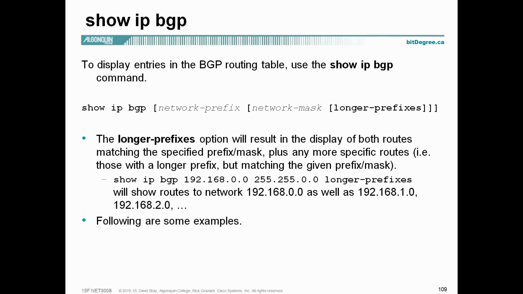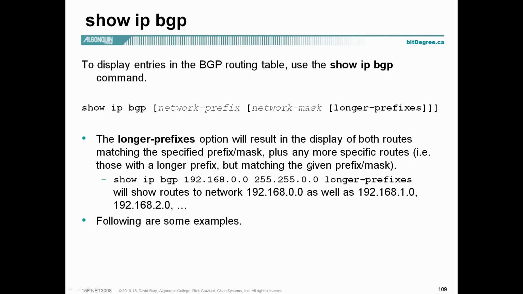This video discusses the show IP BGP command. This command is used to display entries held by BGP in its table. As you can see here, the command is show IP BGP, and some optional parameters include specifying the network prefix you're interested in, specifying the mask if necessary, and you can also give the option longer-prefixes. Now this option, when given, results in the display of routes matching the specified prefix and mask.